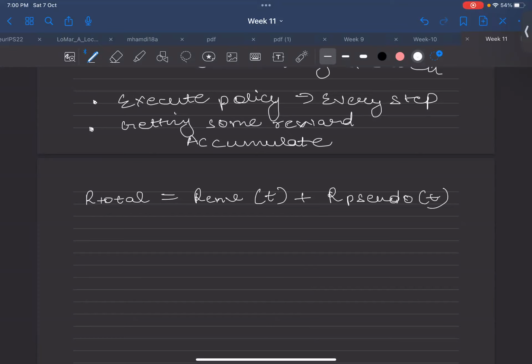Can someone tell me whether what I'm writing is correct or not? Maybe I can also be wrong. Can you see my screen first? What's written there is R total at time T. Basically, at time T, I'm getting a reward. What I'm trying to say is this is the actual reward received from the environment at time T plus the pseudo reward at time T. This is if we talk about hierarchical RL, or reward shaping, including the pseudo reward in the picture. Is it like that? Actual rewards which we are receiving and the pseudo reward at time T?